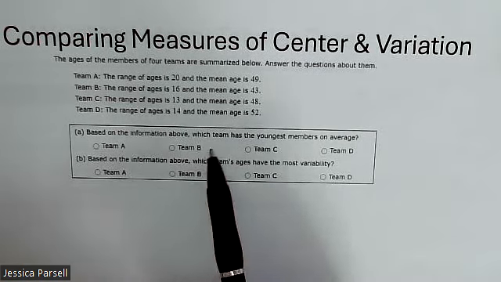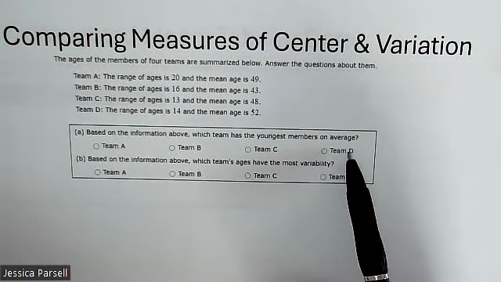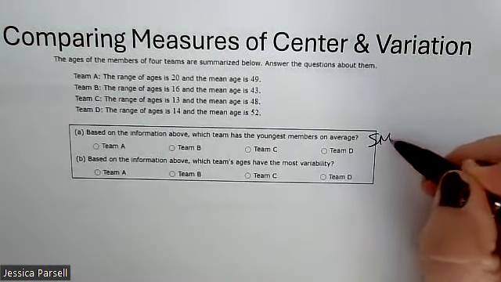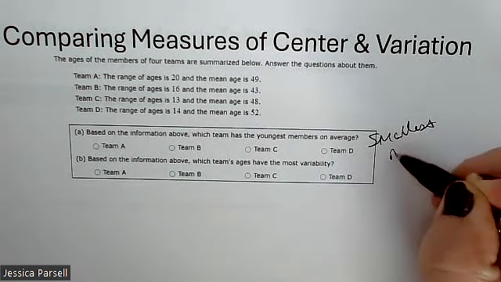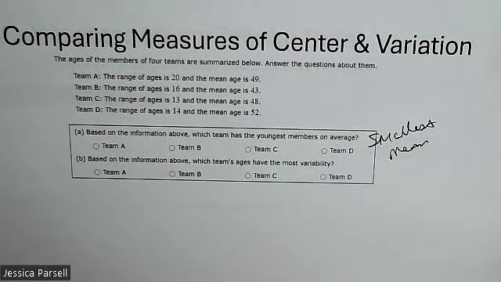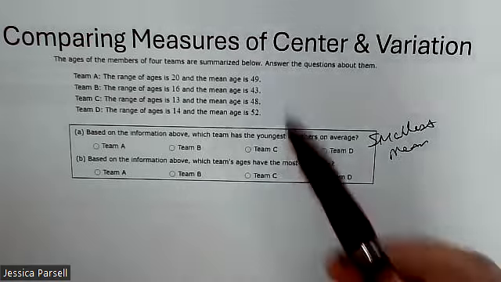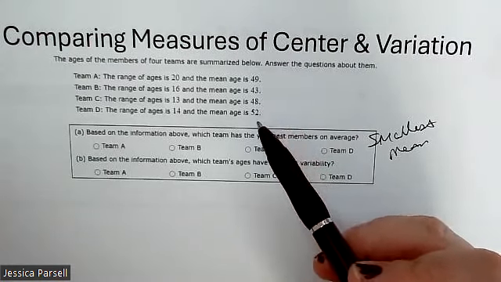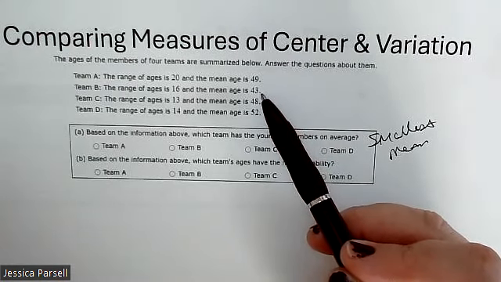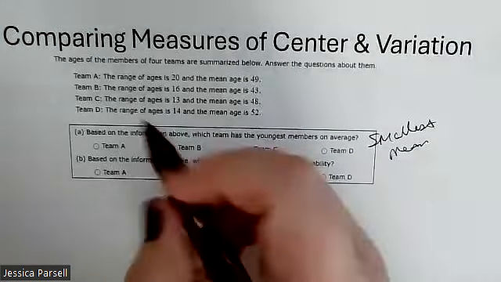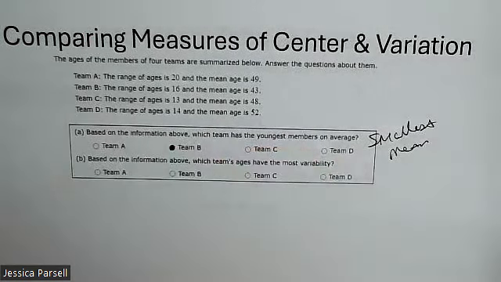Based on the information above, which team has the youngest member on average? So we're looking for the smallest mean. And which one of these teams has the smallest mean? Well, hopefully you're seeing 49, 43, 48, 52. 43 is the youngest age on average, so team B is going to be our selection there.